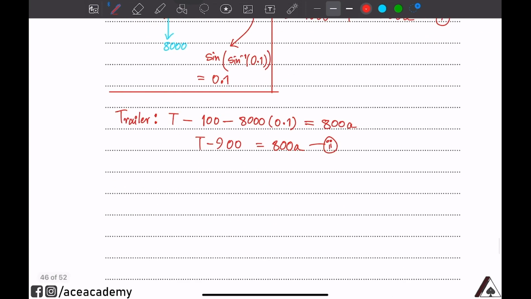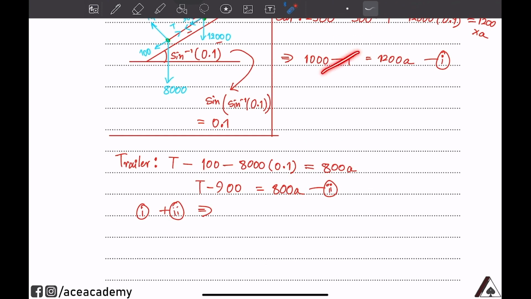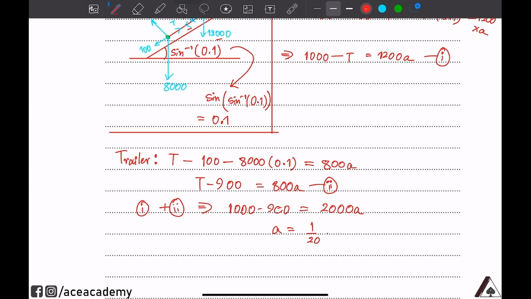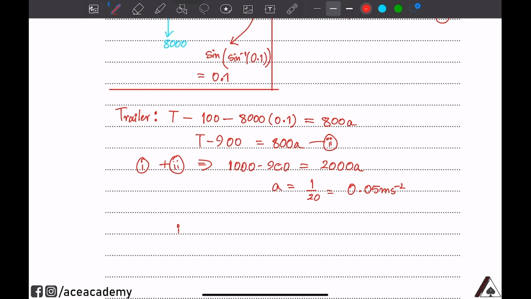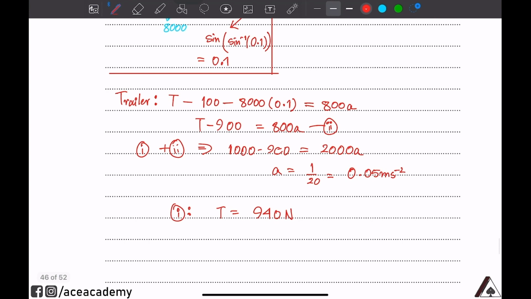If we add them, the T's will cancel out, and we have 1,000 minus 900 on this side, and on the other side 800 plus 1,200 is 2,000 A. And so A is equal to 100 over 2,000, which is 1 over 20, or 0.05 meters per second squared. Plug that into equation 1, and we get T is 940 newtons.